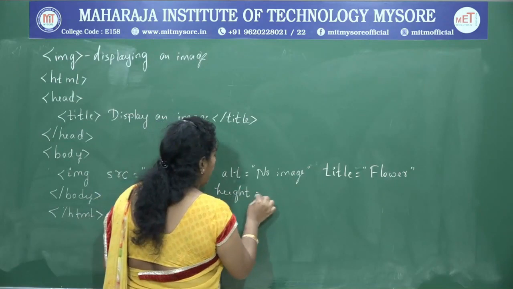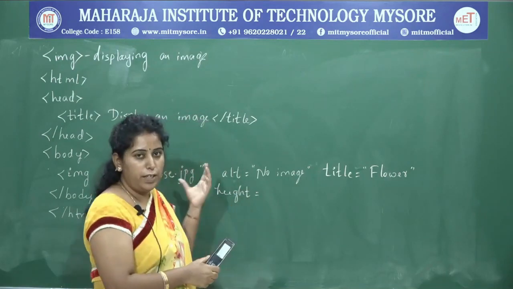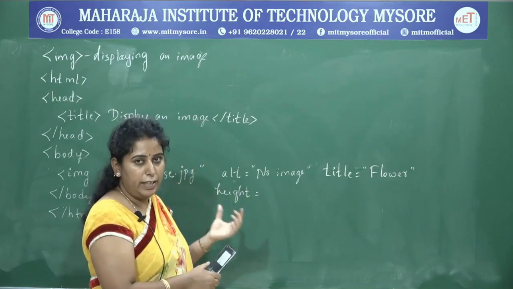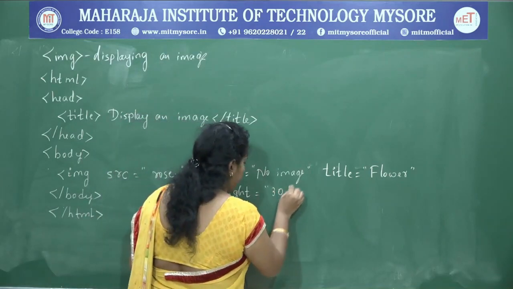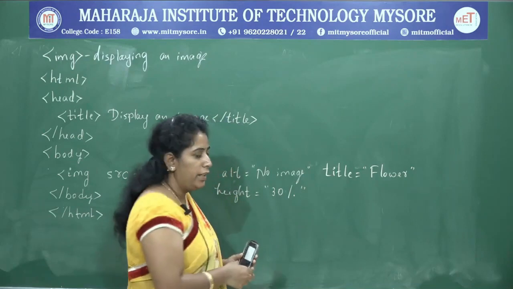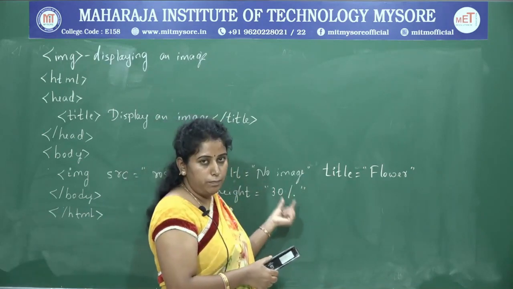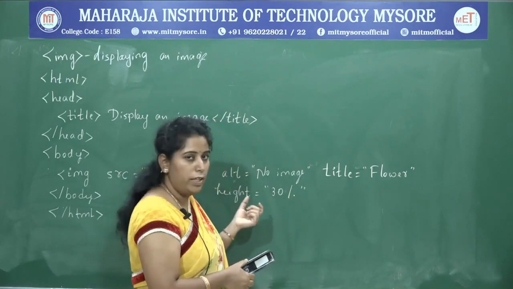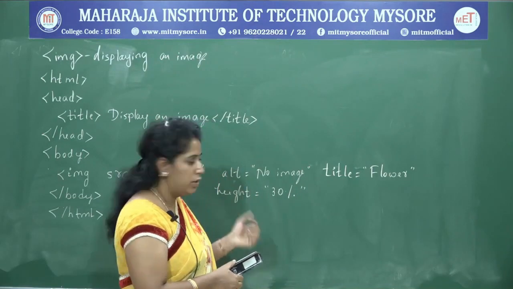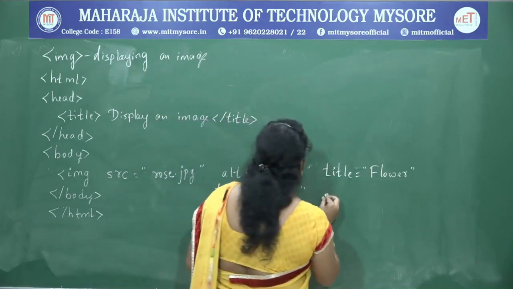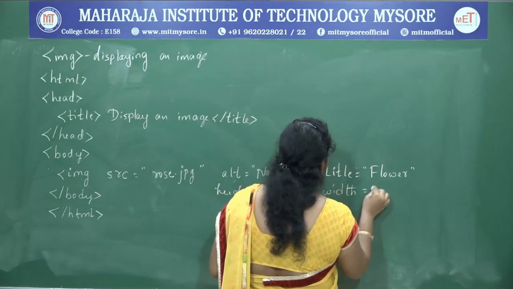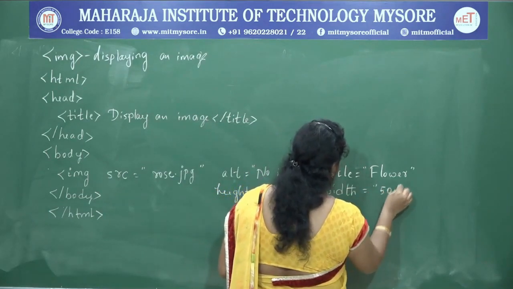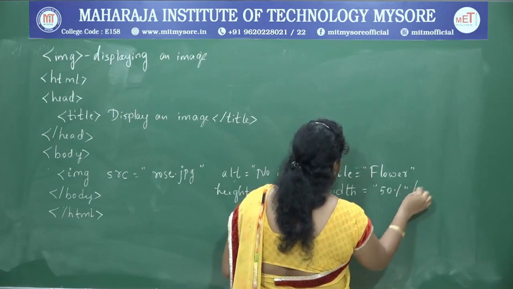There are a few more attributes, which are used for resizing the dimensions of an image in terms of height and width. For example, I can give height 30%. Here the unit I am using is percentage; you can make use of different units. And also one more attribute called width. For width I am using 50%. So close the tag.